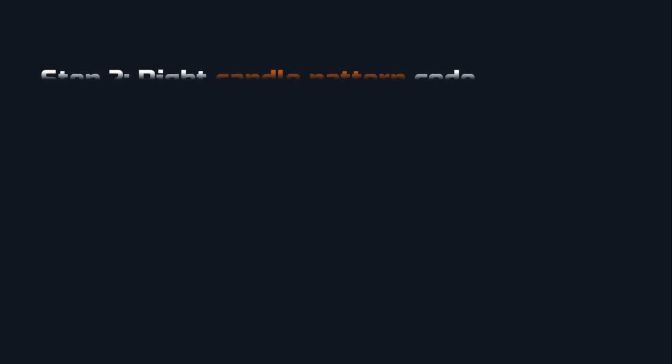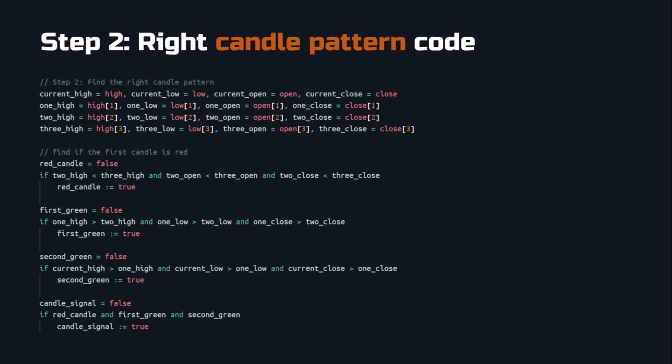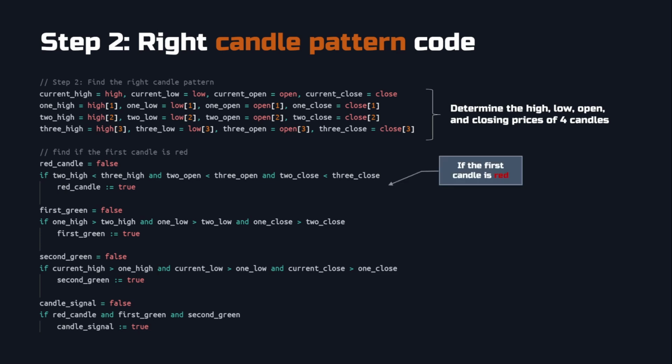First, we need to find the high, low, open, and closing price for each of the 4 candles. Based on the rules described, we can now determine if the first of the 3 candles is a red one or not. Following the opposite rule for the red candles, we can also determine if the first and second candle bars after the red candle are green.